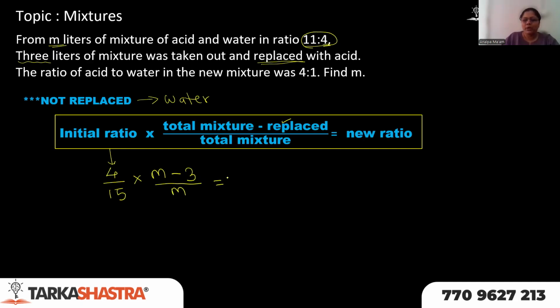This will be equal to the new ratio. The new ratio, you can see here, is 4:1. The water has 1 divided by the total of 4 and 1, which is nothing but 5. Now this is the equation that I have. Let's solve it. 5 3s are 15. Then we'll get 4m minus 3 is equal to 3m, which gives us directly m equal to 12. So within 30 seconds, we are able to solve it.